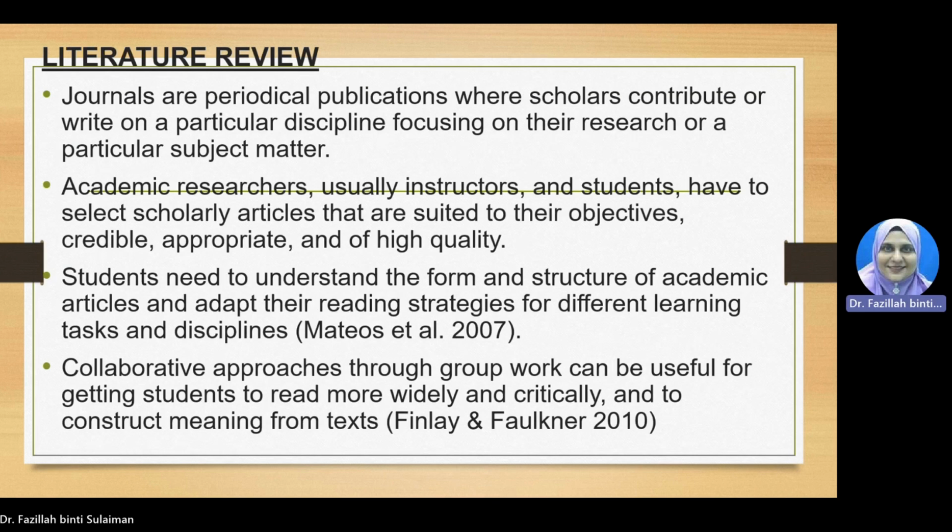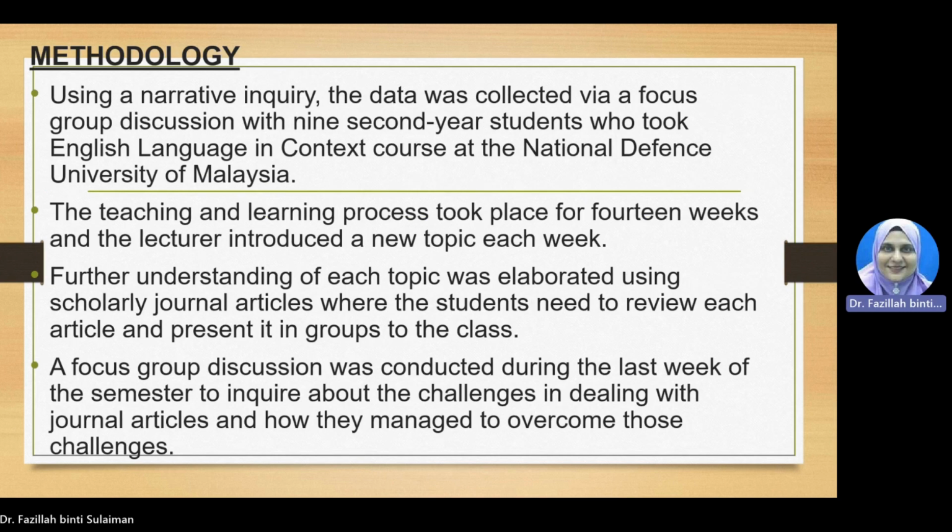These are some literature review according to some scholars. A journal is a periodical publication where scholars contribute or write on a particular discipline, focusing on their research or a particular subject matter. Academic researchers, usually instructors and students, have to select scholarly articles that are suited to their objectives, credible, appropriate, and also of high quality. Students need to understand the form and structure of academic articles and adapt their reading strategies for different learning tasks and discipline. Collaborative approaches through group work can be useful for getting the students to read more widely and critically and to construct the meaning from the text.